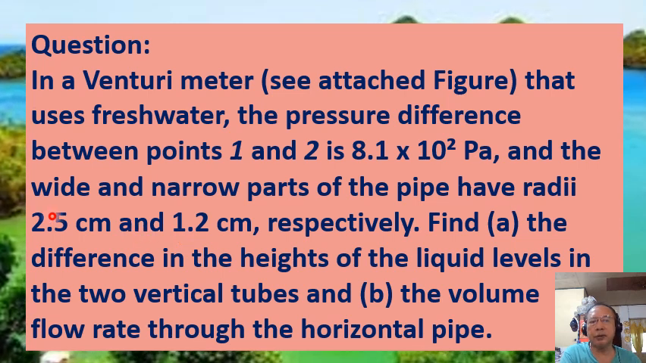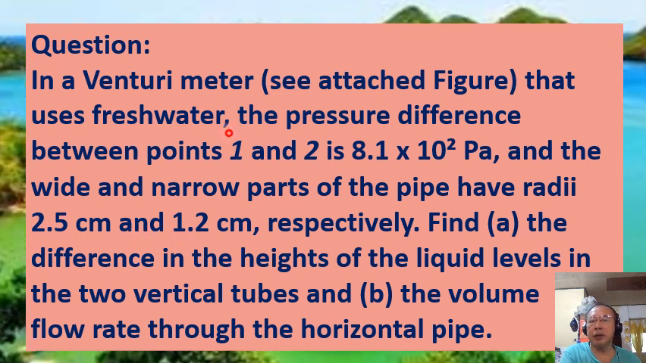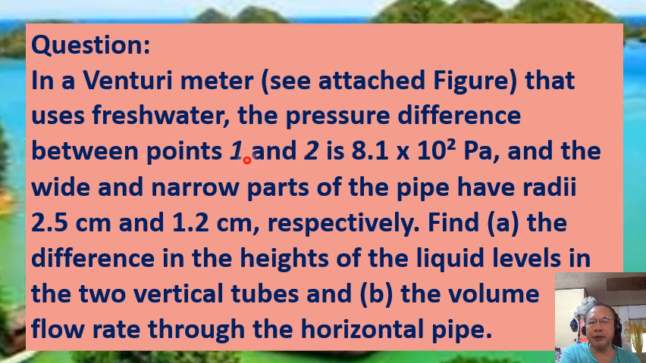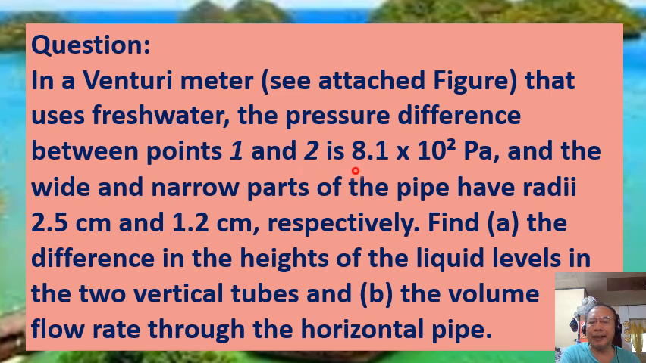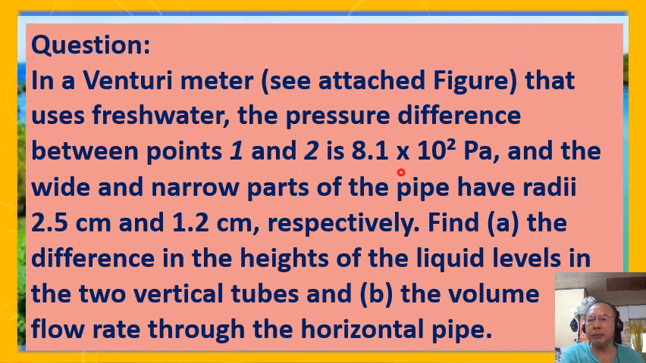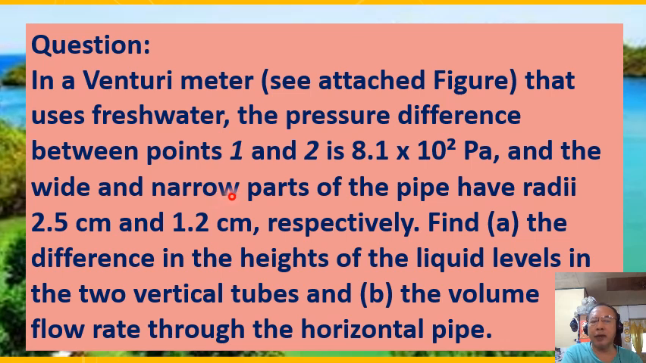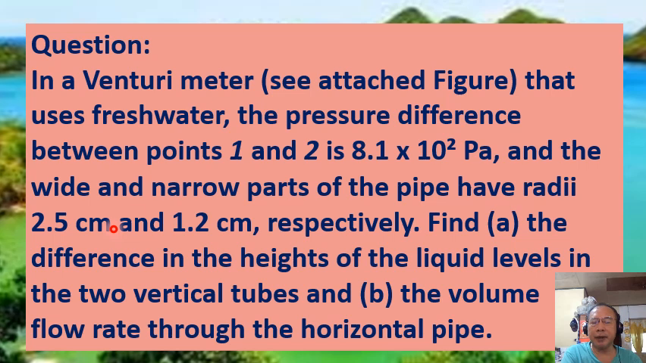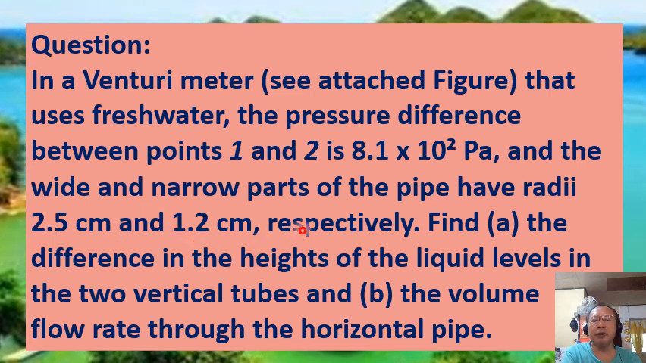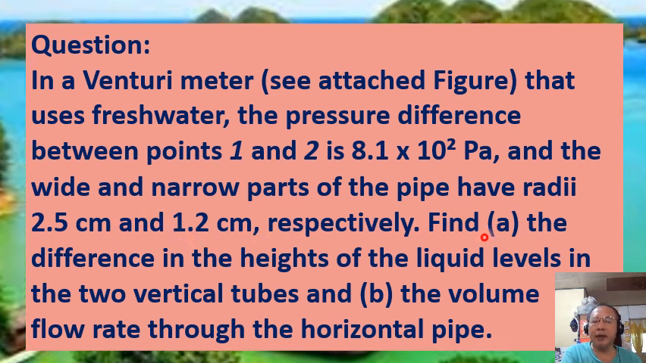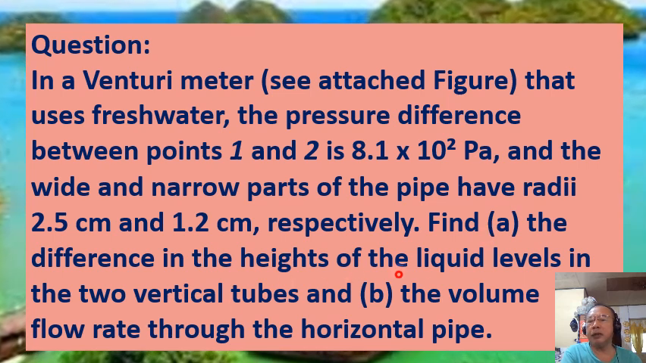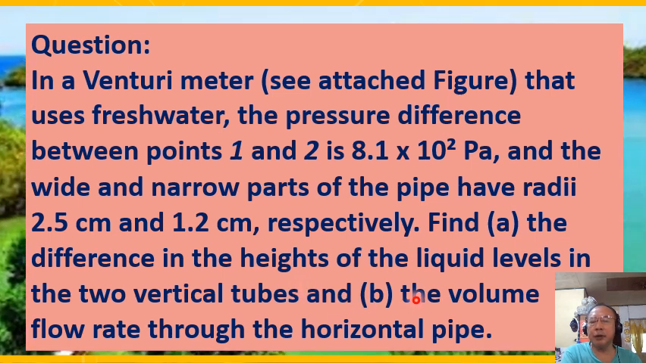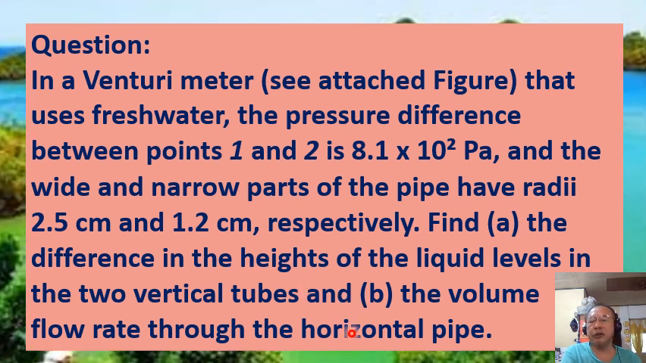The question is, in a Venturi meter, see the attached figure below, that uses fresh water, the pressure difference between points 1 and 2 is 8.1 raised to the second power Pascal, and the wide and narrow parts of the pipe have radii 2.5 centimeters and 1.2 centimeters respectively. Question letter A, find the difference in the heights of the liquid levels in the two vertical tubes. And question letter B, find the volume flow rate through the horizontal pipe.